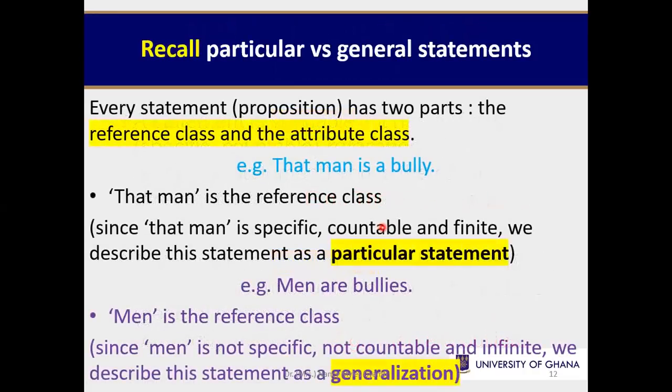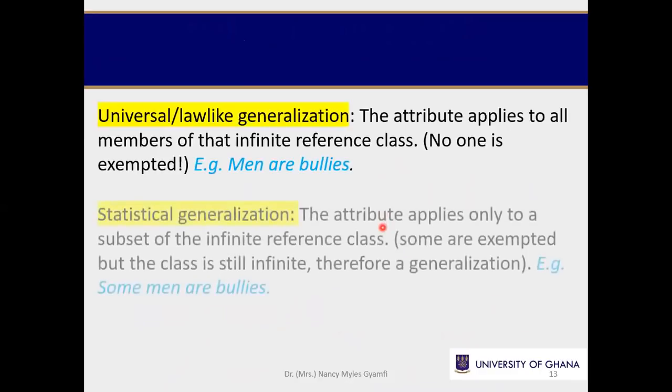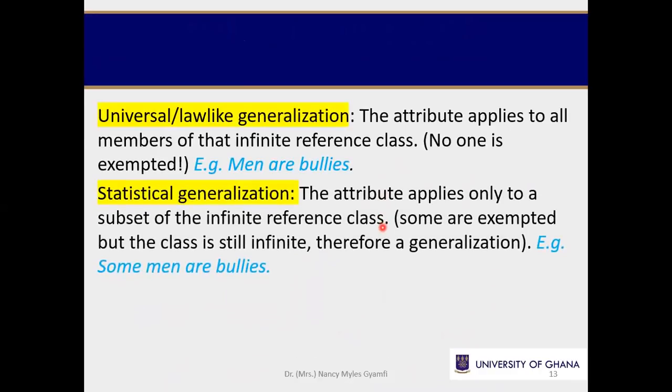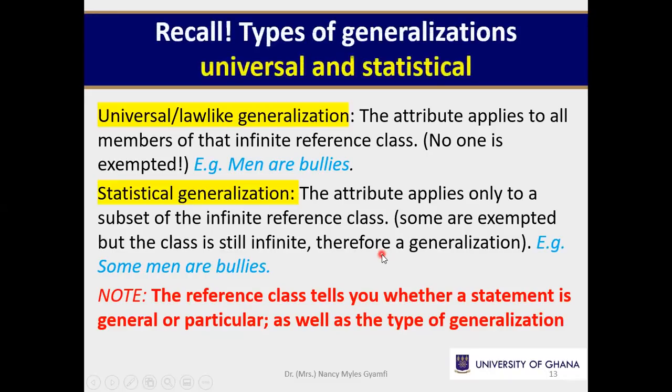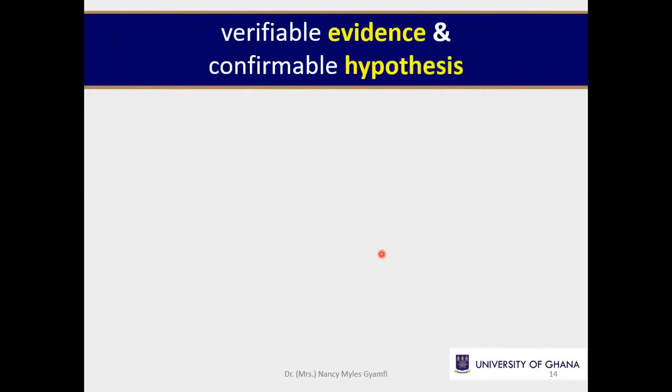Then I took you back to some of the things I said already in your unit 6 slides. You see that they are repeated here. It's just an emphasis, so you go through them again. Remember the universal law-like generalizations, and some men are bullies. Why? It is a generalization, yes, but what type? The statistical generalization. All of that is in your unit 6. The reference class tells you whether a statement is general or particular. Then it will even go ahead and tell you the type of generalization. Even if you didn't listen to that one, in this very lecture I have emphasized that a bit more.